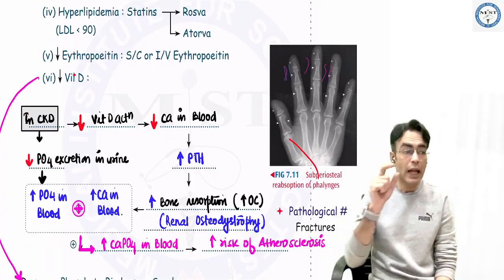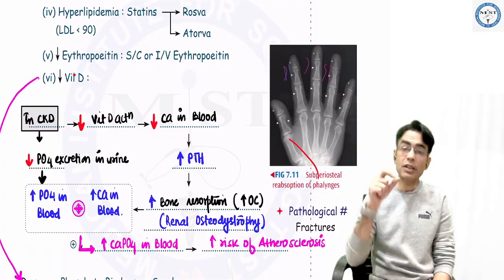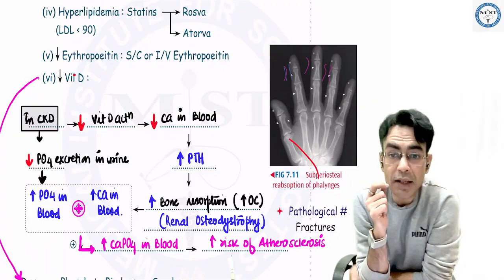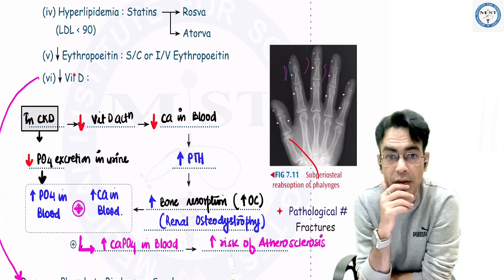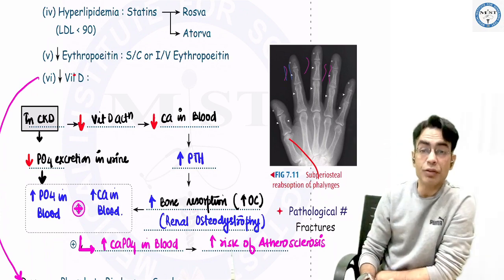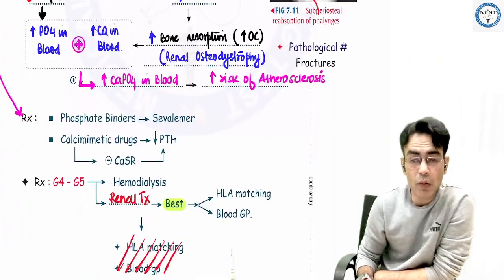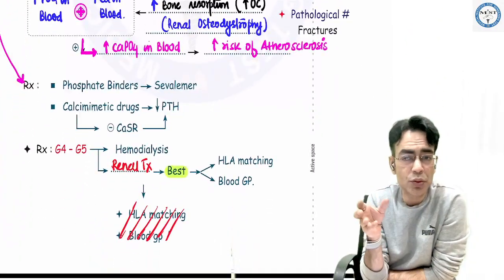Okay? Erythropoietin is also not secreted. Patients can go into anemia, severe anemia in these patients. So you give erythropoietin from outside, either subcutaneous or intravenous. Okay? But if the patient goes into G4, G5, when the GFR is very low, either you do hemodialysis or you do renal transplant.